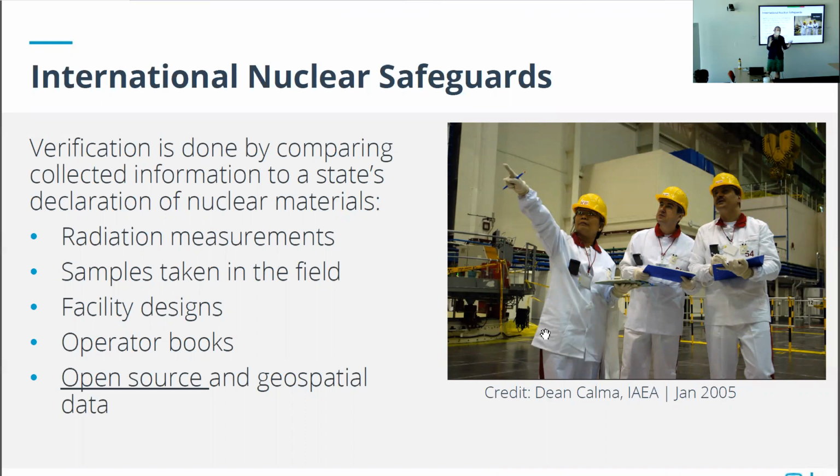They're measuring walls to make sure the facility is actually still operating as it was designed to operate and there's not hidden rooms. They're looking at and auditing operator bookkeeping to look at things like their shipping and receiving records. So they're collecting all this information in the field and bringing it together and trying to compare that to what the state has said. That's really the primary, the gold standard for how safeguards are verified.